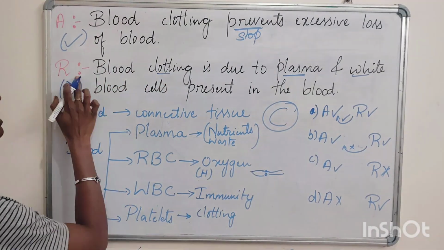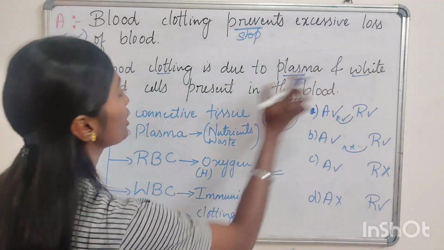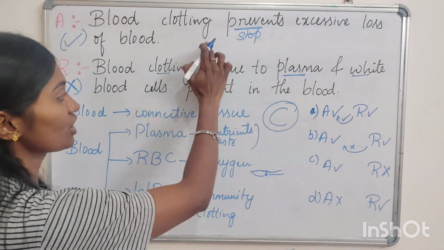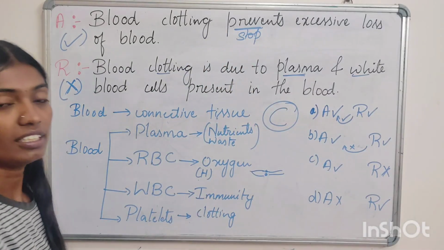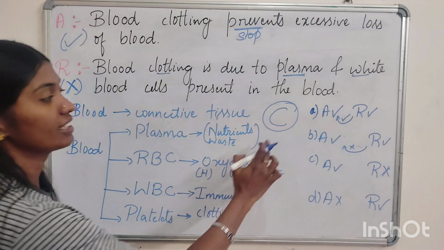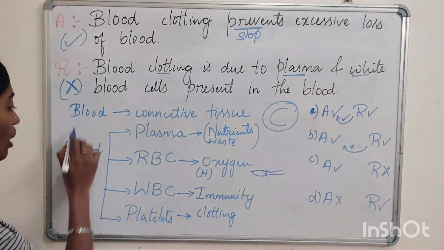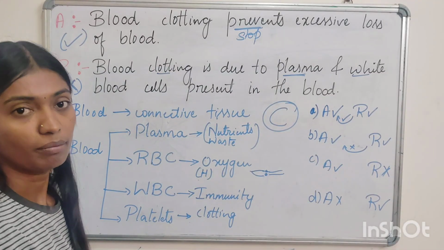Then what should be the correct reason? Blood clotting is due to platelets present in the blood. If it is so, then assertion will be true, reason will be true, and the reason will explain the assertion. As for this one, assertion is true, reason is false. The components of blood and their functions are very important from a board exam point of view.